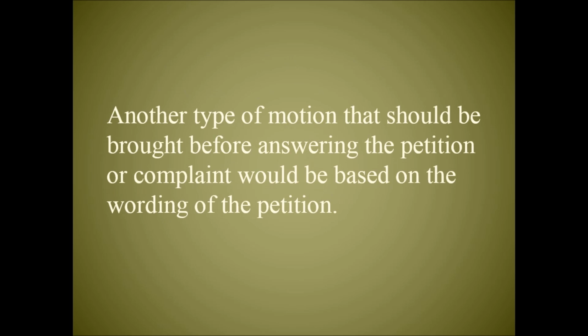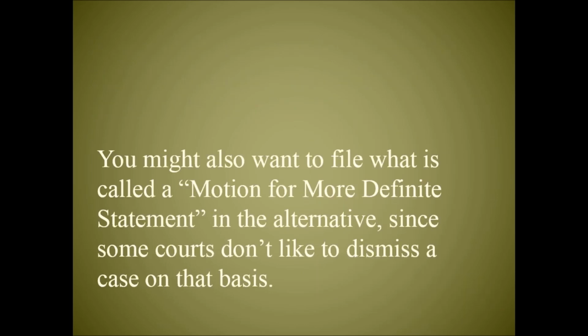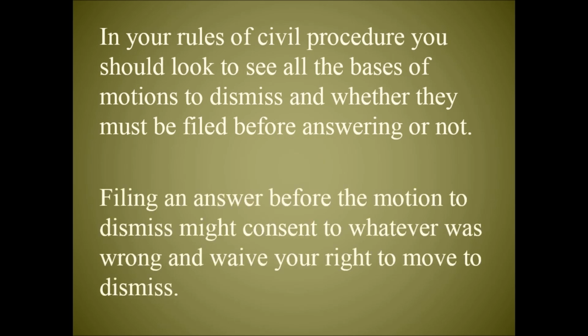Another type of motion that should be brought before answering the petition or complaint would be based on the wording of the petition. If the petition is sloppily or unclearly stated, you might file a motion to dismiss for being confusing. You might also want to file what's called a motion for more definite statement in the alternative, since some courts don't like to dismiss a case on the basis of confusion. In your rules of civil procedure, you should look to see all the bases for motions to dismiss and whether they must be filed before answering or not. Filing an answer before the motion to dismiss might consent to whatever was wrong and waive your right to move to dismiss.